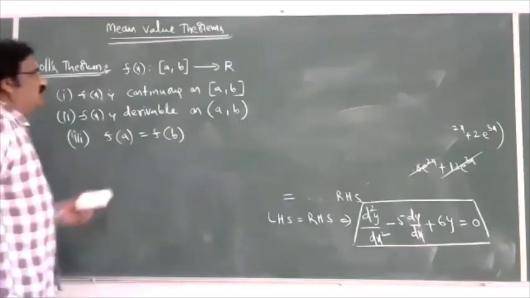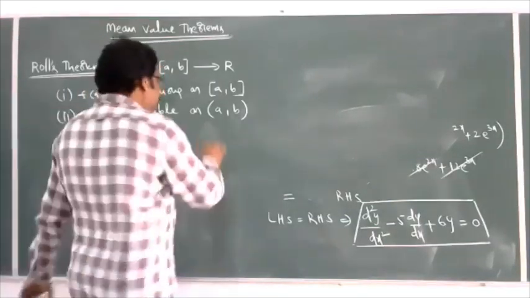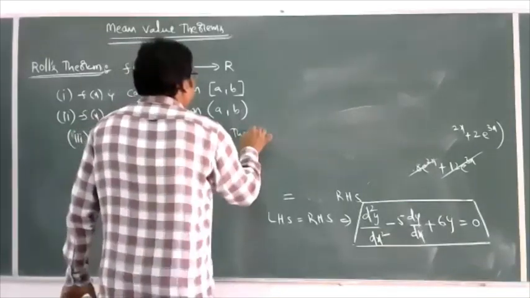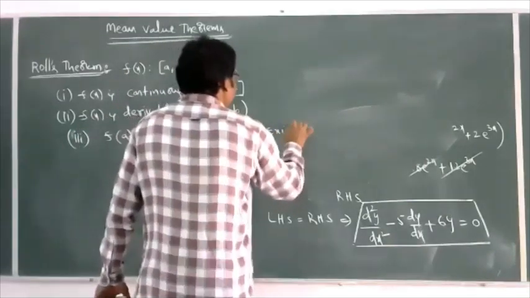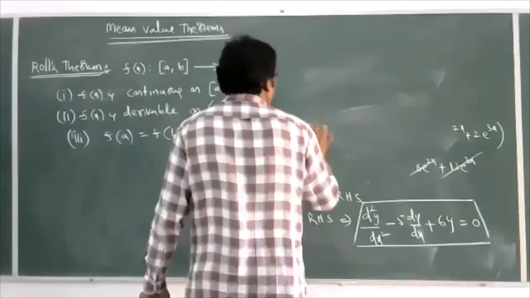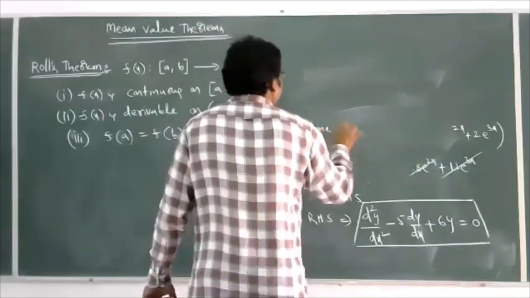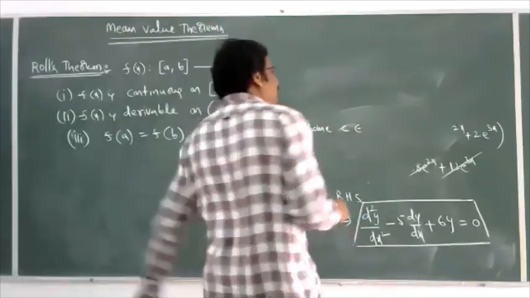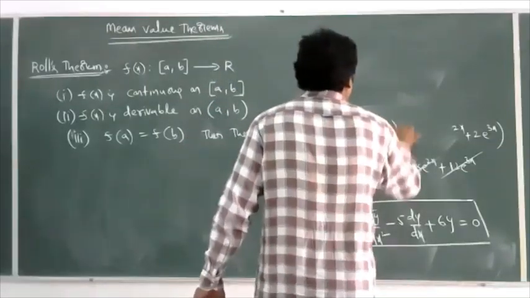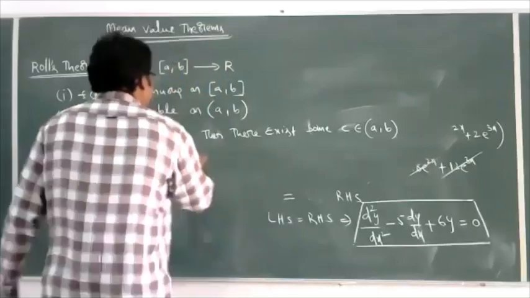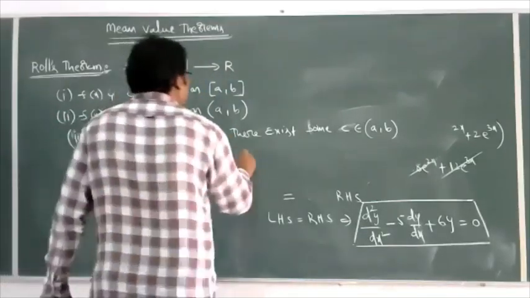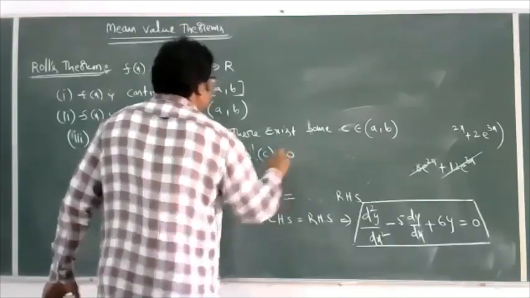f of a is equal to f of b. Then there exists some real number c belonging to open a comma b such that f dash c is equal to 0.